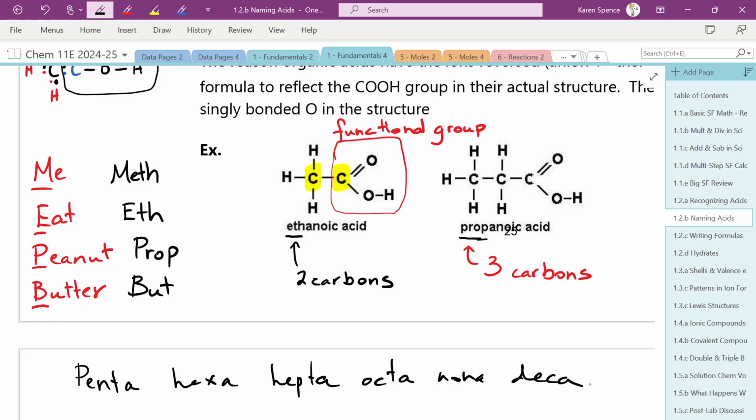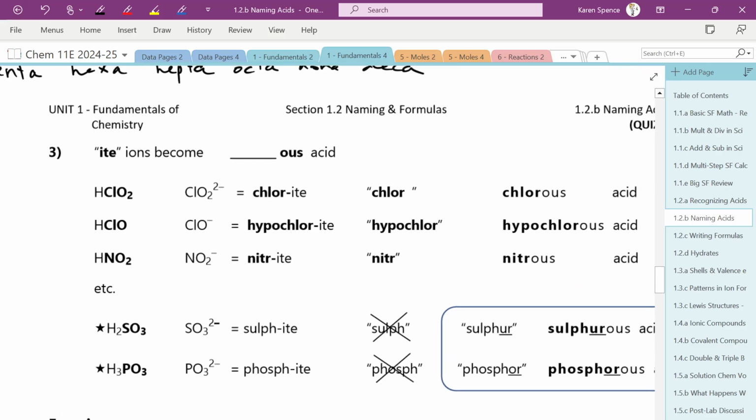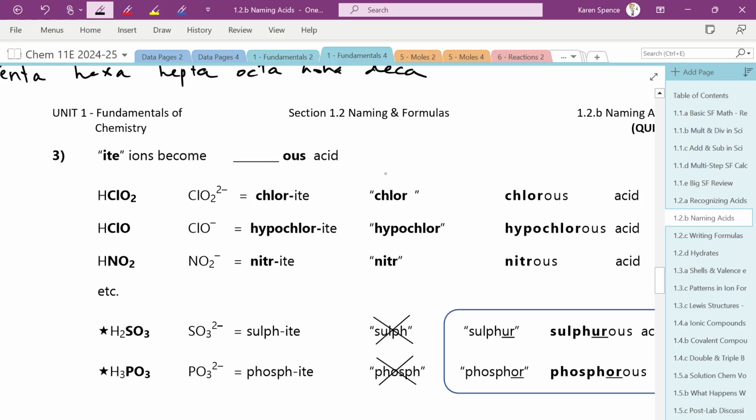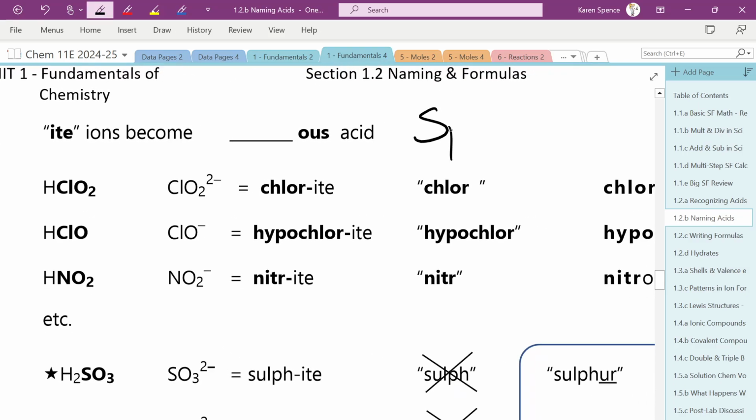Covalent compounds are made of what type of elements? Nonmetals. And what do they do with their electrons? They share. Okay, so anytime you have covalent compounds, they have mono, di, tri, tetra, penta, hexa, etc. Okay. All right. Now, finally, we have our ite ions, which become ous acids. And what's the mnemonic for this one? For ite ions? Sprite is delicious.